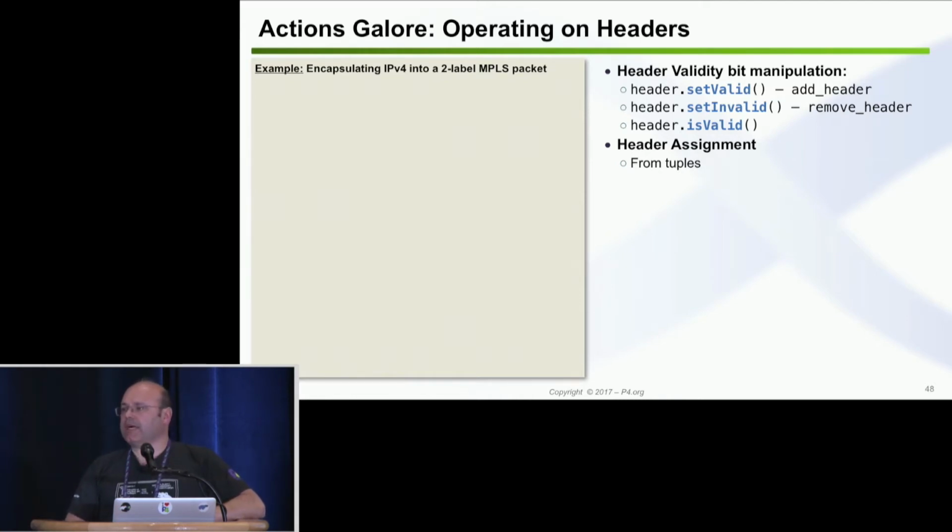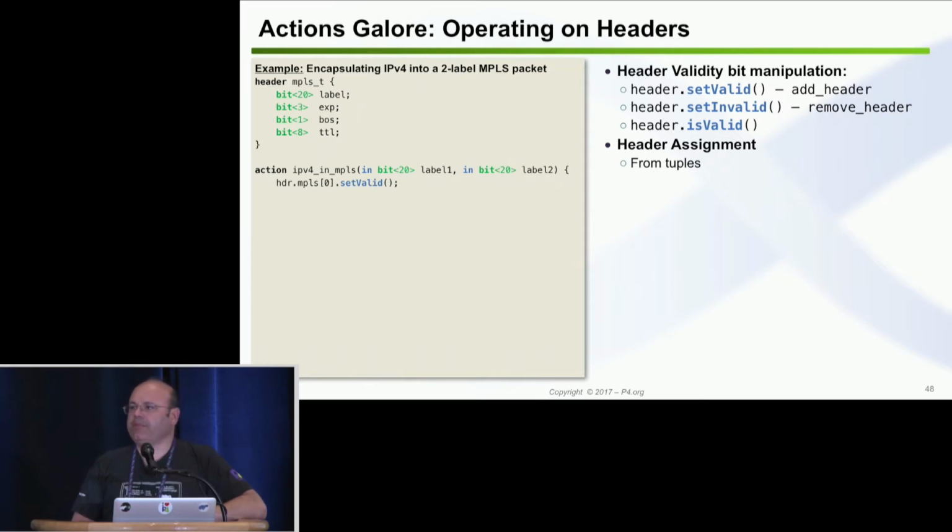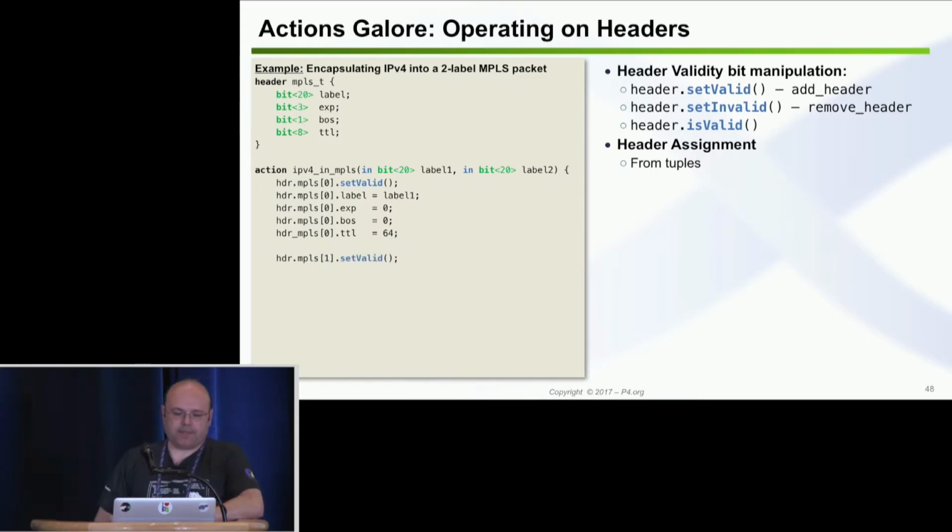Here I'm just showing how I would encapsulate a packet, IPv4 specifically, in a two-label MPLS packet. This is the definition of the MPLS header. It's a label and 3 other fields. What I will do is make the MPLS 0 valid. That means I have just added one MPLS header. And then I go ahead and fill in the fields the way I would like them to be. And then I will do the exact same thing with the other MPLS. That's another MPLS header. I'll also add it.